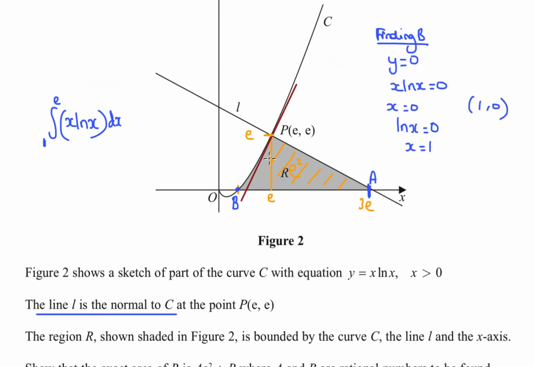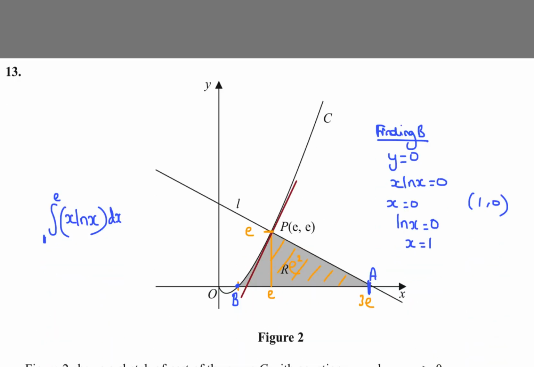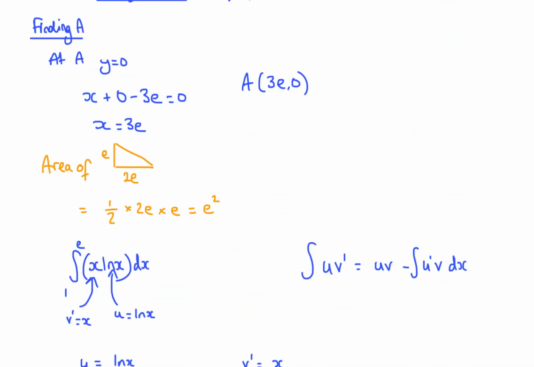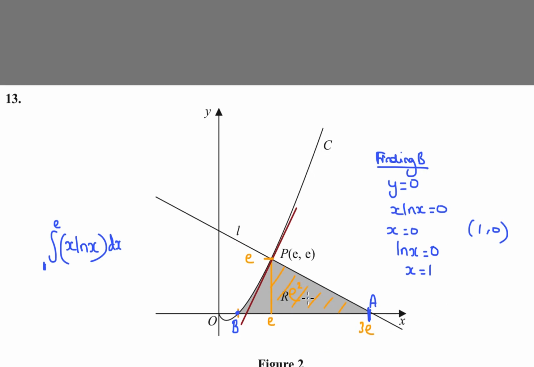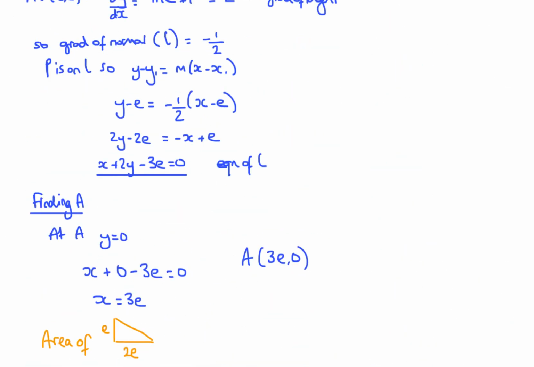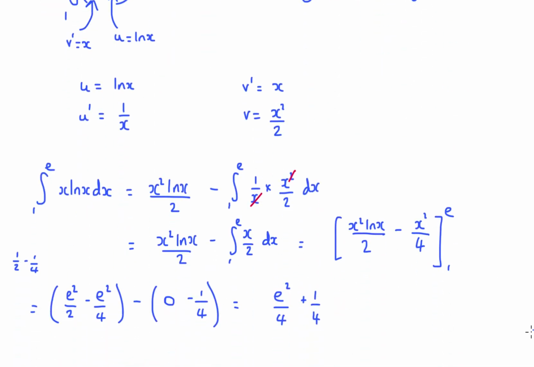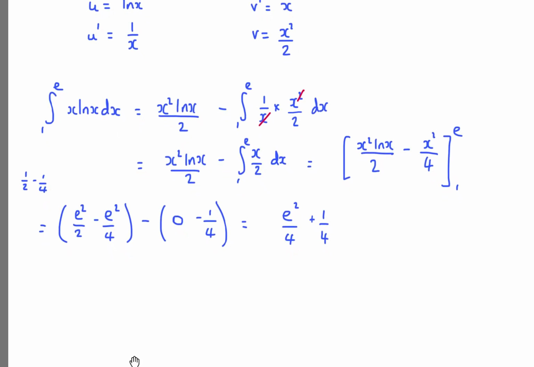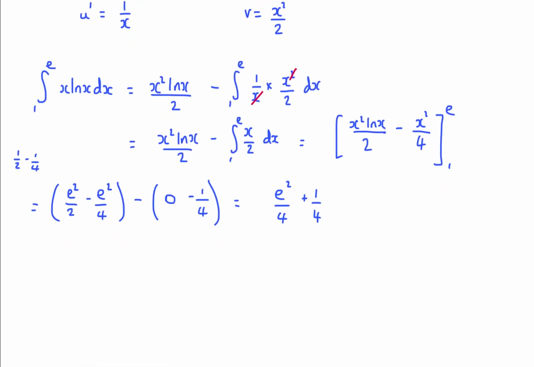That grey part here is e squared over 4 plus a quarter. We found the yellow bit earlier, we found that that was e squared. So the total region area, finally, is going to be that e squared that we had from the triangle plus e squared over 4 plus a quarter. So this is going to be 5 quarters e squared plus 1 quarter.